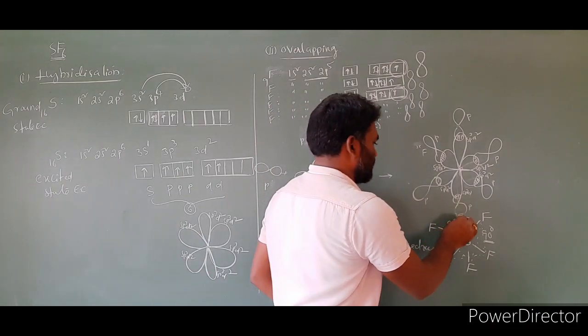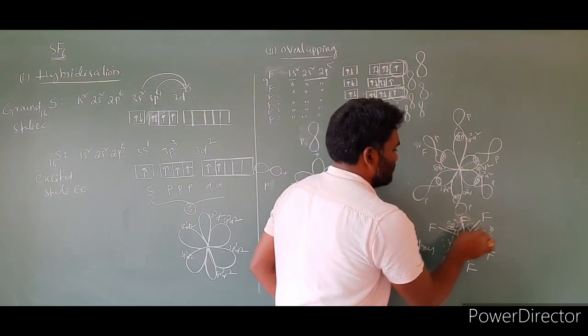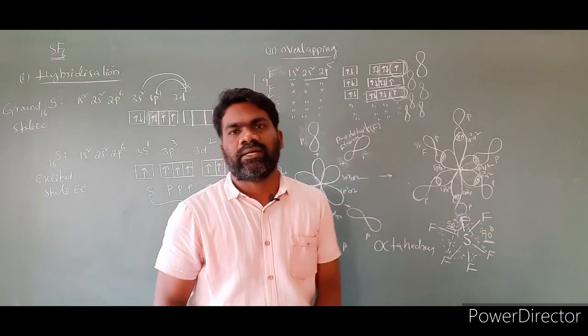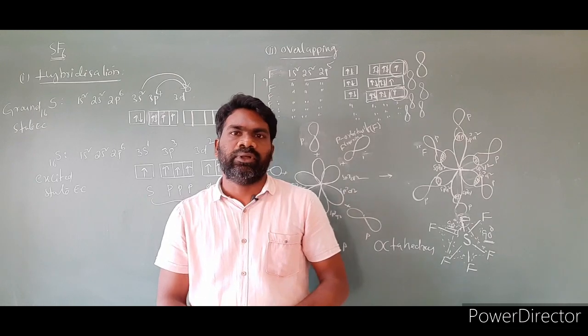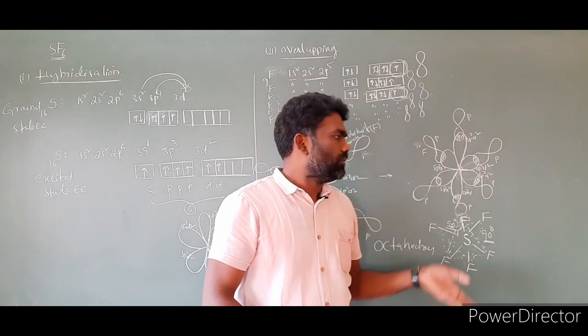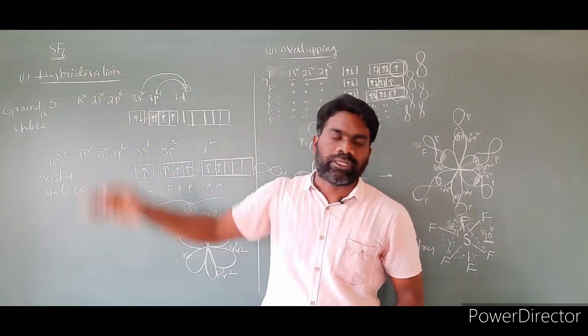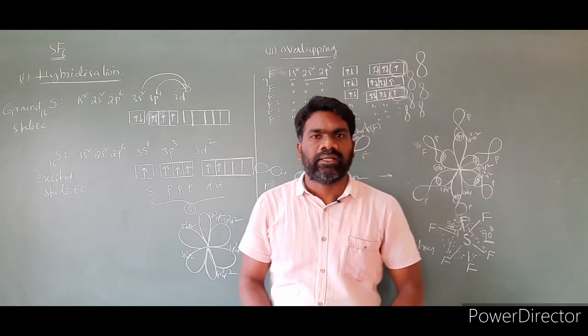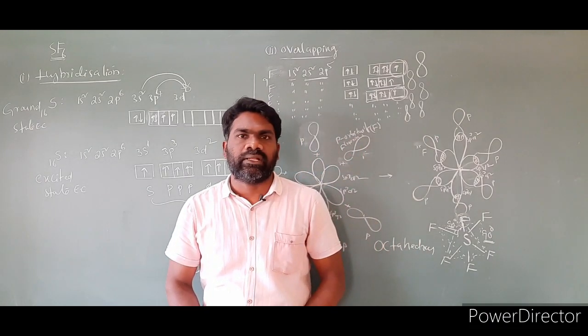Even these 2 we have to connect like this. The shape of this molecule is octahedral. This is sp3d2 hybridization. So the first step is hybridization, the second one is overlapping. SF6 is an example. The shape of the molecule is octahedral, and the bond angle is 90 degrees. Next class I will come with another topic.